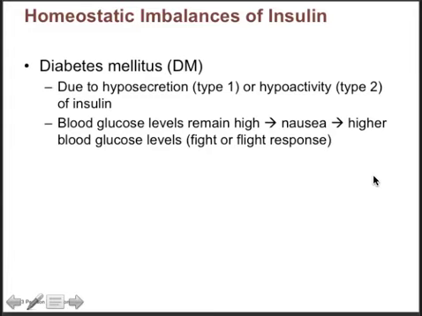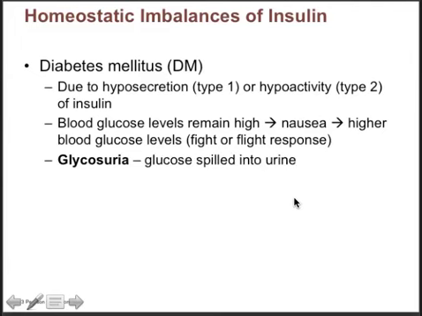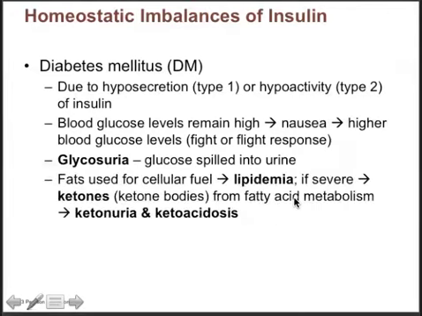Blood glucose levels in these individuals tend to remain high. This leads to nausea and higher blood glucose levels. Glycosuria results. This is glucose that's spilled into the urine, which also results in polyuria because of the osmotic effect of the glucose. Fats, as a result, get used for fuel, and they're not completely oxidized. This results in the production of byproducts known as ketone bodies, which results in a condition known as ketoacidosis and can lead to ketonuria, which are ketones in the urine.